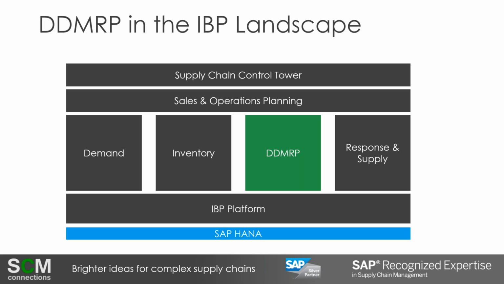SAP has taken a little bit of a different approach with the way that they release IBP, and they don't wait until everything is ready. They release it in more of an agile process. And once they released steps 2 through 3 and 4, and also 5 with S4, they broke out DDMRP as a separate subscription. That doesn't mean you don't need the other modules. You can run with DDMRP just by itself.